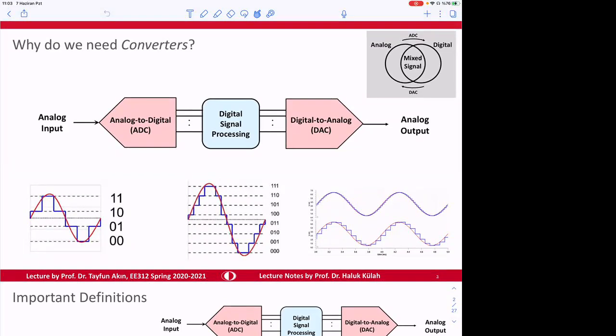So this is going to be maybe cheaper, easier, and digital signal processing plus storage.